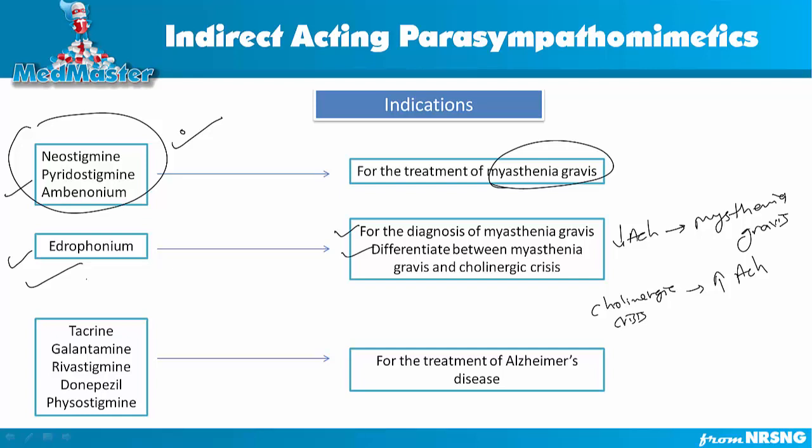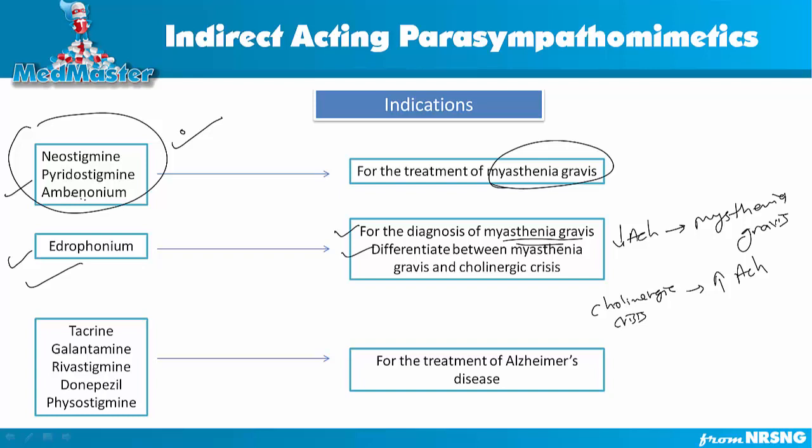So when you give this drug, if their symptoms get relieved, let's say they had fatigue, weakness, and the like, and after you give it their weakness is gone, their fatigue is gone, that means they have myasthenia gravis. They need a little more drug to treat it, because the dose these patients are on is not enough.